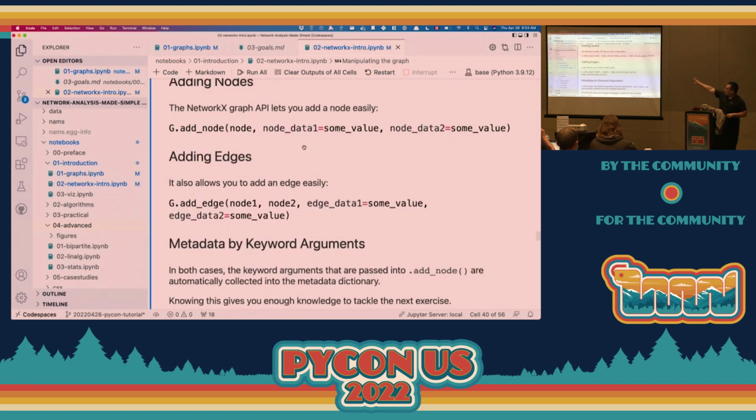So we have add_node. Same thing happens for add_edge. The only difference here is you have node1, comma, node2. So the first two positional arguments are the nodes that are present inside that edge. And then edge_data_1, edge_data_2 become literal keys in the metadata dictionary. Question?